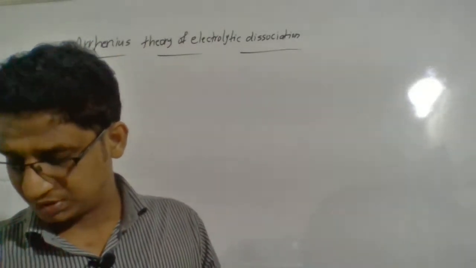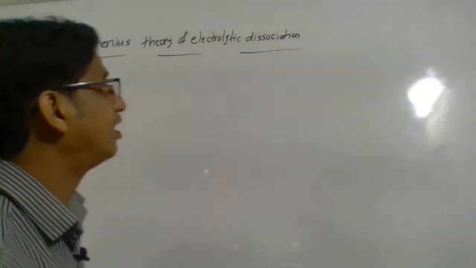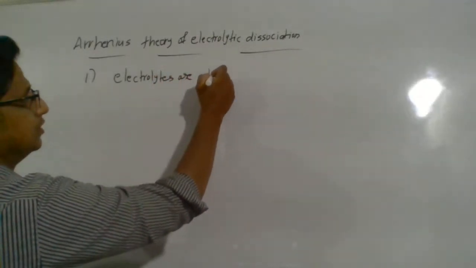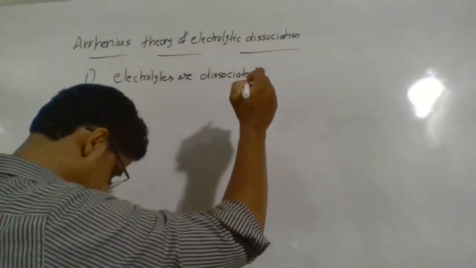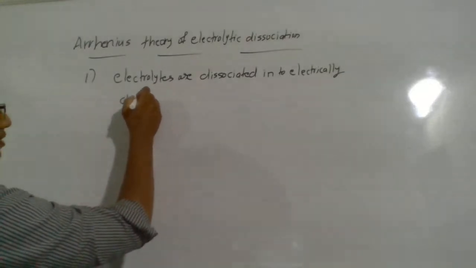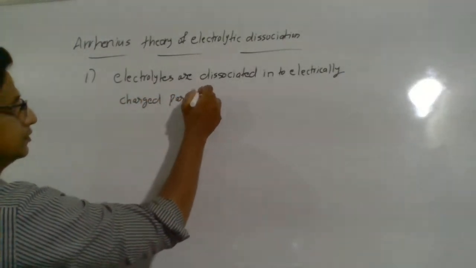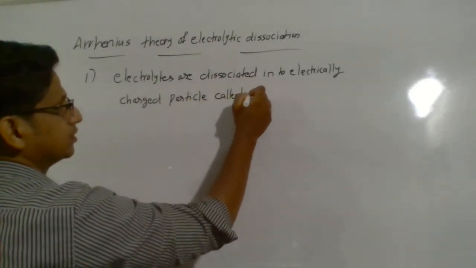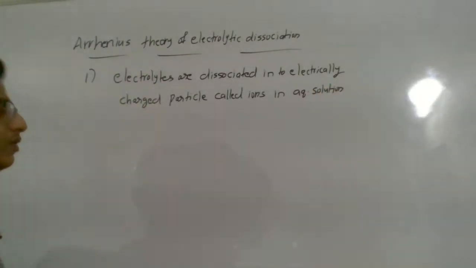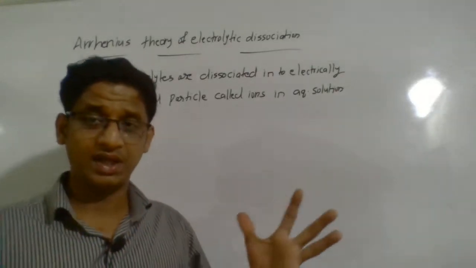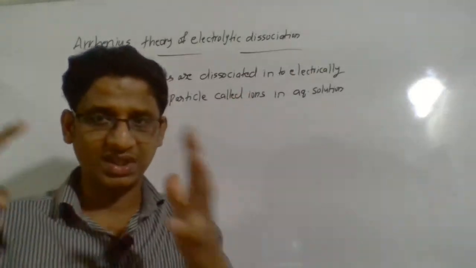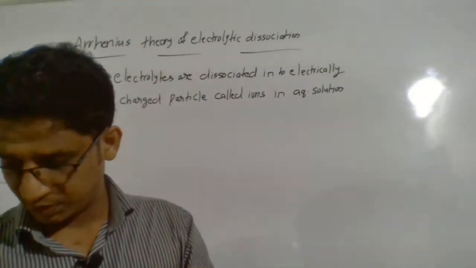First, electrolytes which dissolve in water dissociate into electrically charged particles that we call ions. Electrolytes are dissociated into electrically charged particles called ions in aqueous solution. So this was the first one. Generally a positively charged ion and a negatively charged ion. So simply we can say electrolytes dissociate into cations and anions in an aqueous solution. So that was our first point that he proposed.